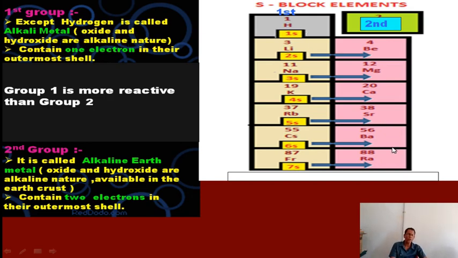And the second group is called alkaline earth metals. The first group and second group both are S block elements. These are called S block.